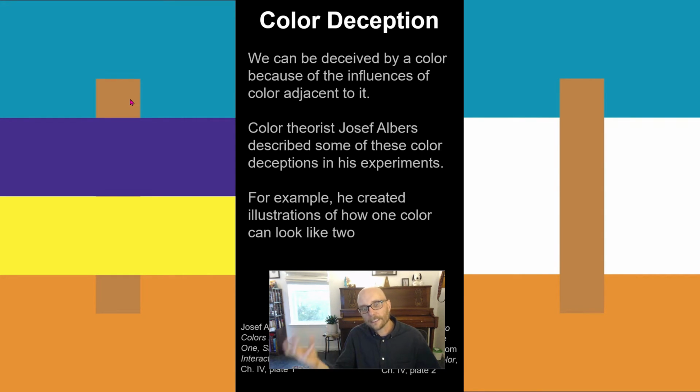So there was a color theorist and artist named Joseph Albers who in the 20th century really started to explore how colors could affect each other. And if you look at this image on the left, this very famous image by Joseph Albers, you'll see that there are two brown squares, and they appear to be different shades of brown. But they're actually not. If we look over here to the right, we realize, oh, it's the same brown. Why do they look different?